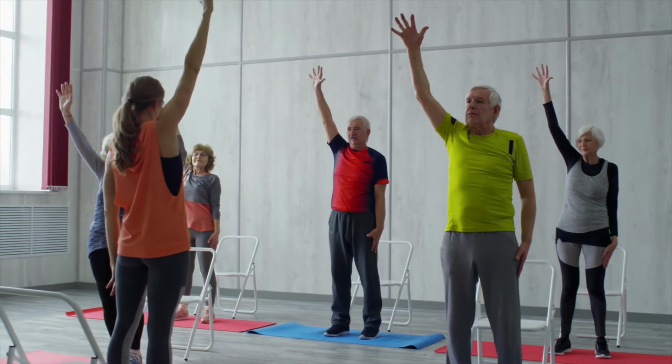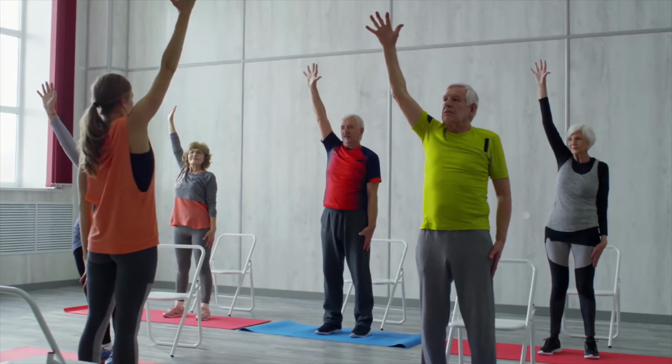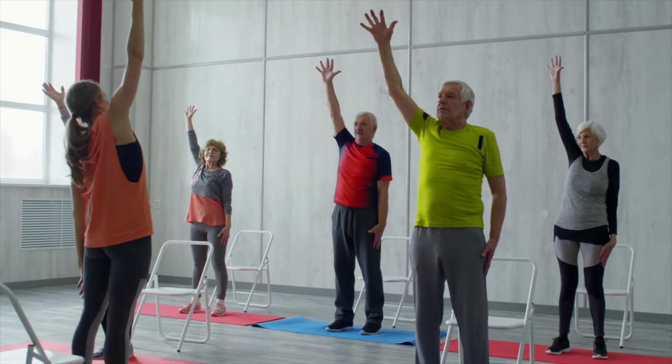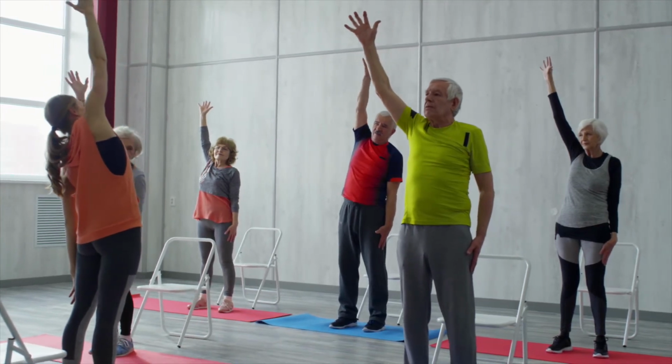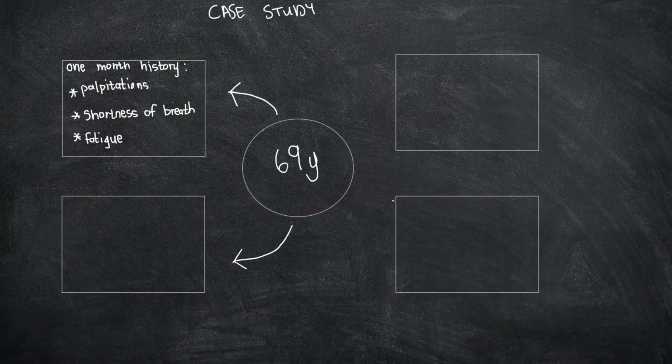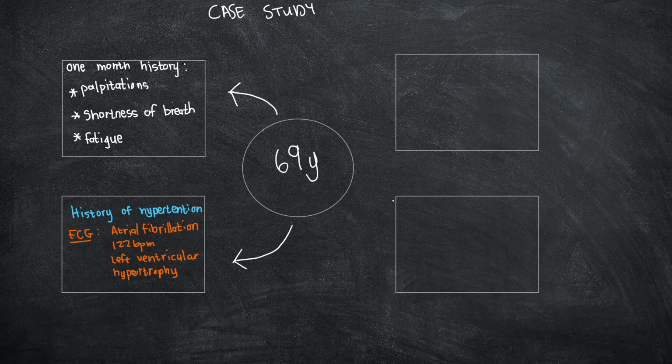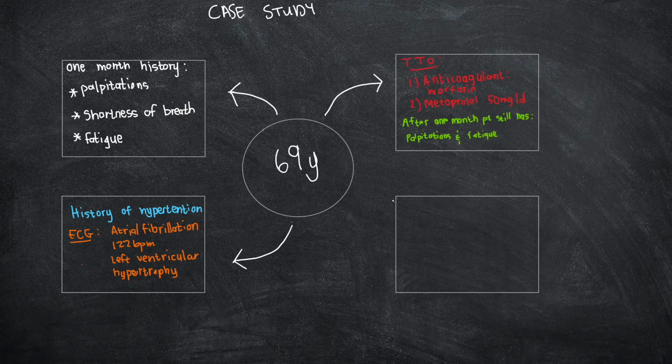This is a 69-year-old patient with a 1 month history of palpitations, intermittent shortness of breath and fatigue. She also has a history of hypertension, and after the ECG, they identified that she has atrial fibrillation and a heart rate of 122 beats per minute. Also, left ventricle hypertrophy. That's an important one. Note it very carefully. Then, to take home, she got some warfarin and a beta blocker.